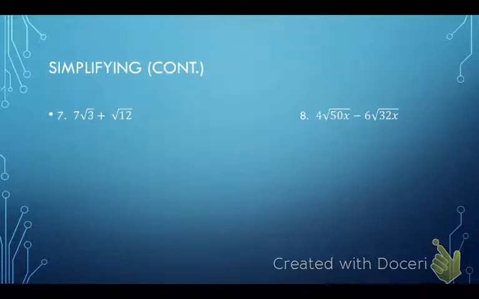Now, in 7 and 8's case, do the radicals match? No. Okay, so I'm going to have to simplify them before I can do anything. Like the square root of 3, is it simplified as much as possible? Yeah. What about the square root of 12? If I go over here off to the side, how can the square root of 12 simplify? 4 and 3, right? I'll give you a hint.